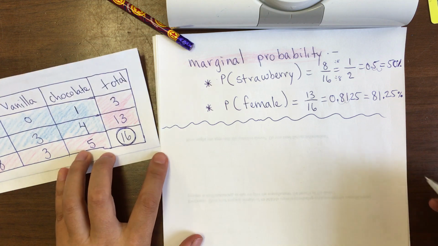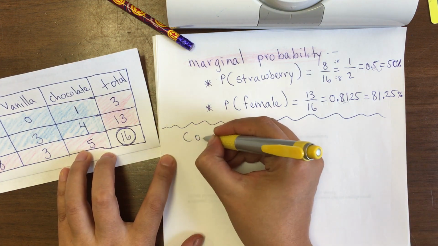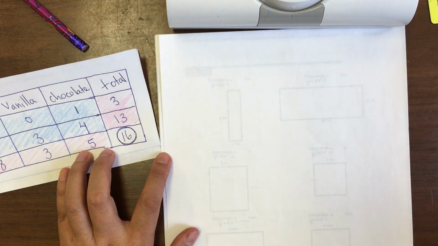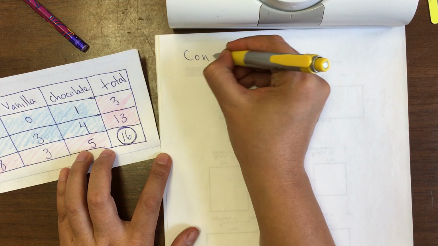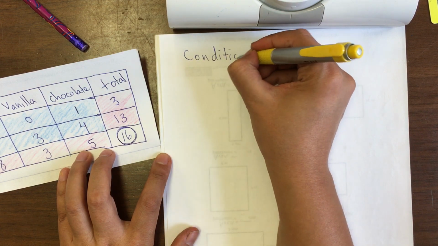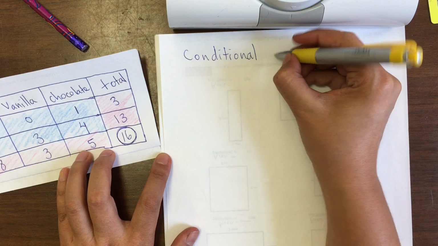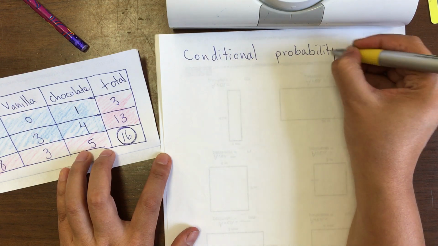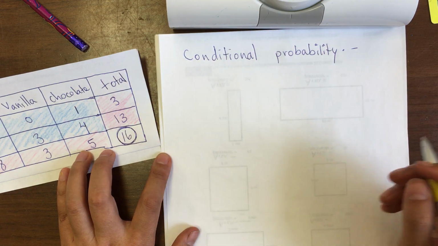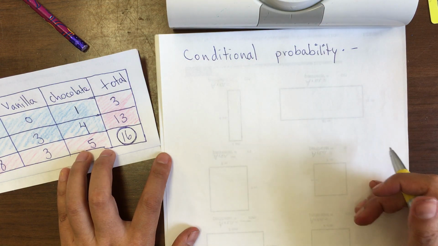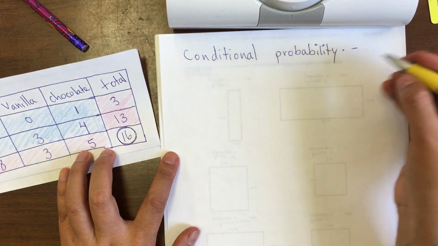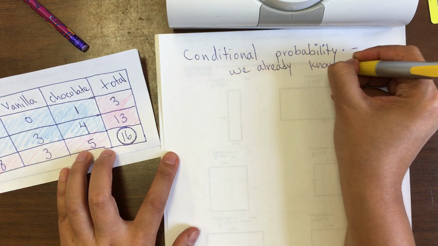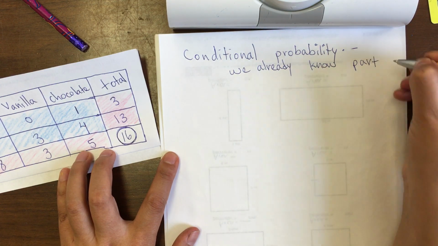Okay, I'll use a different page. The next one is called conditional probability. And conditional probability means that we already know part of the information, okay? We already know part of the information.